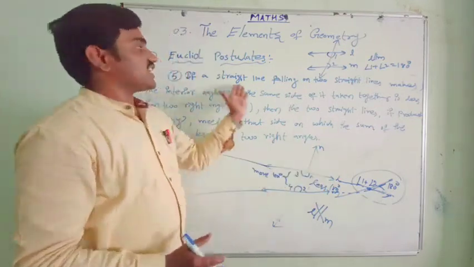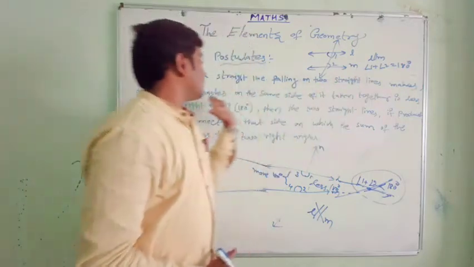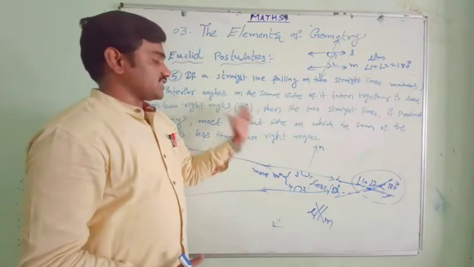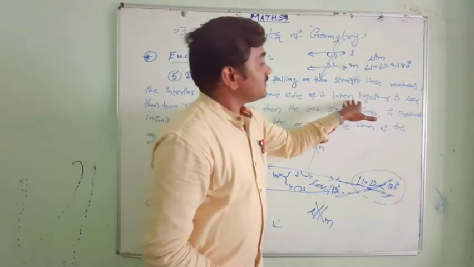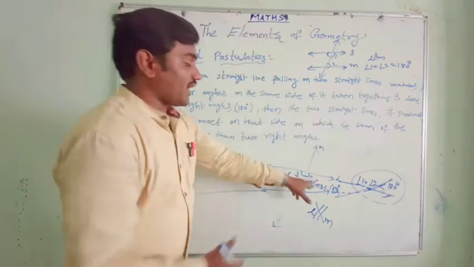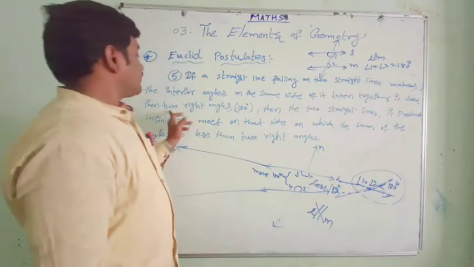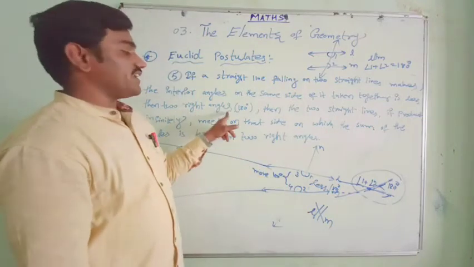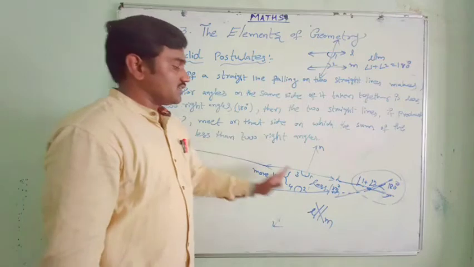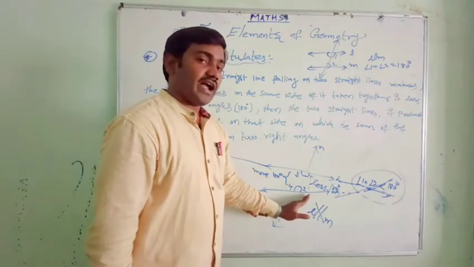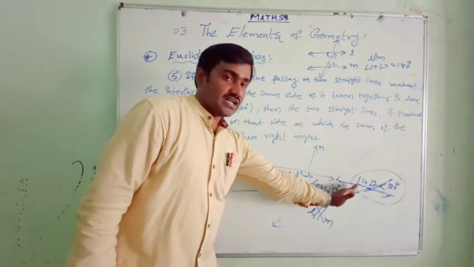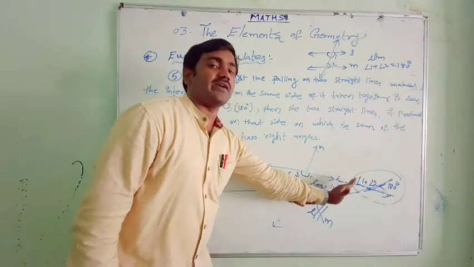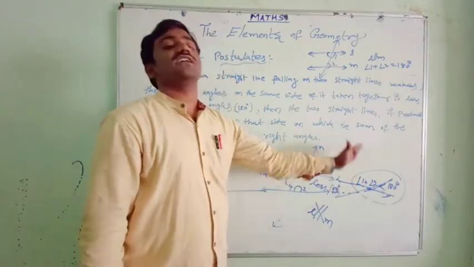That is what it says: if a straight line falling on two straight lines makes interior angles, here four interior angles, and you add the angles on the same side taken together and get less than 180 degrees, or less than two right angles, then if you produce these straight lines infinitely, they meet each other on the side where you got less than 180 degrees.